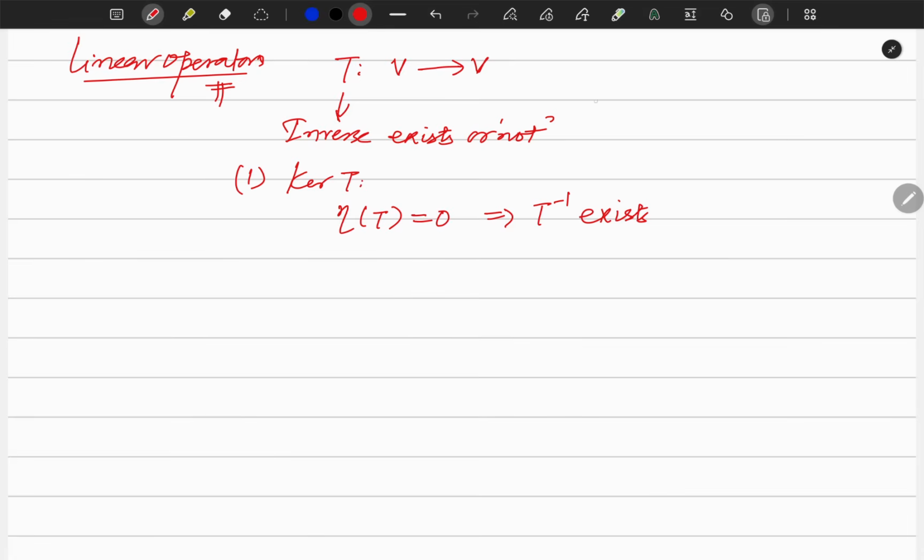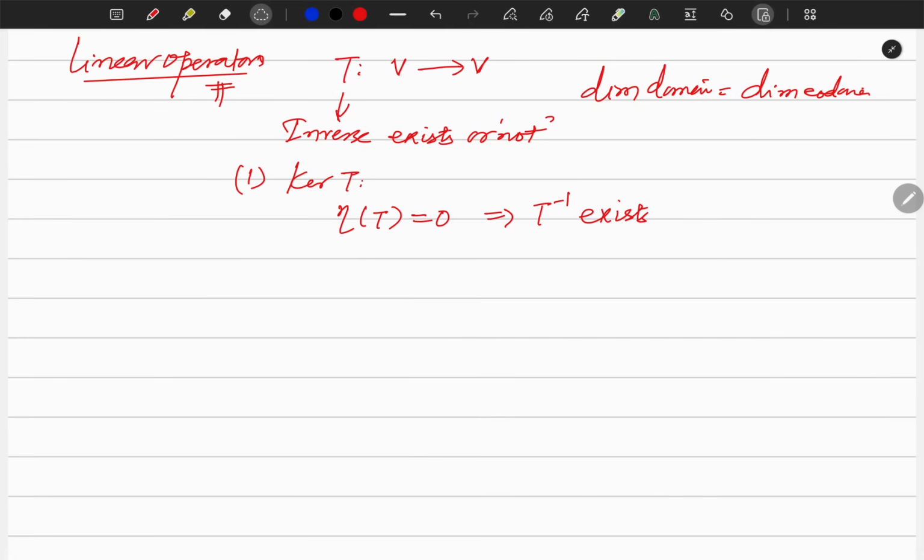But the dimension of your domain should be the dimension of your codomain. For example, T is from R3 to R2, it is not an operator. For example, the dimension of R3 and the dimension of R4 are not equal. So it means that it is not one-one and onto. It may not be one-one and onto. Okay.